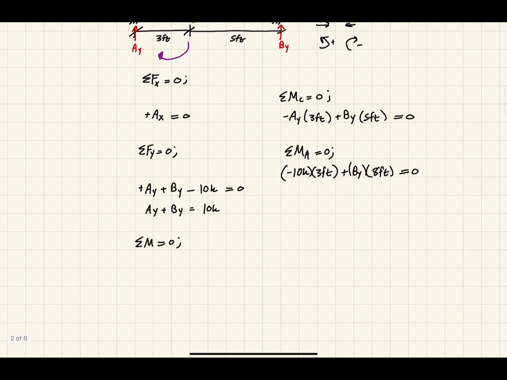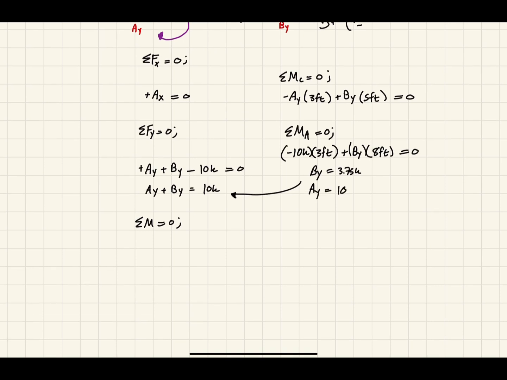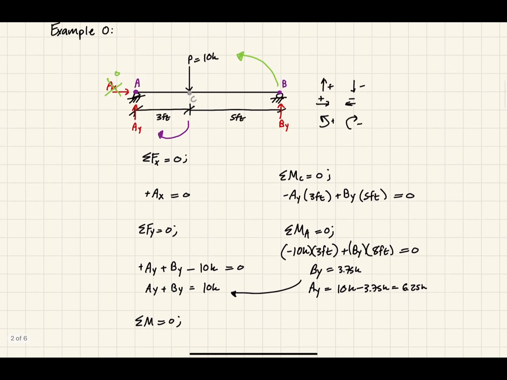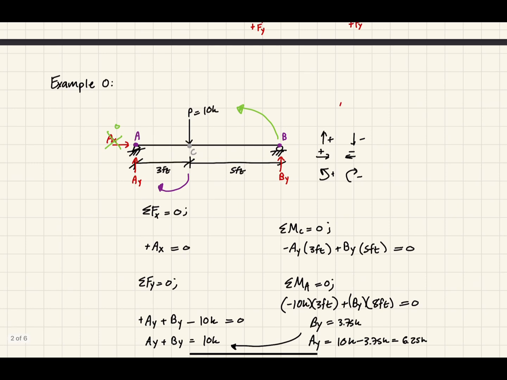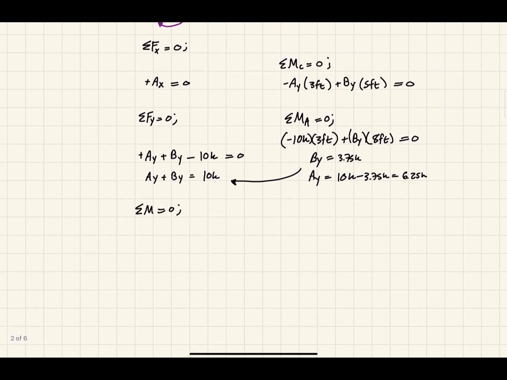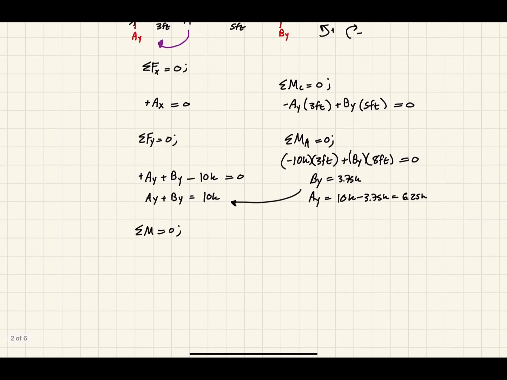So now you see we can solve for BY directly. Much easier. So if we solve for BY directly, we get 3.75 kips. Well, now we know BY, so now we can solve for AY. So AY is equal to 10 minus 3.75. Let's put units. That gives 6.25 kips, which makes sense. AY should be greater than BY because the force P is closer to AY than it is to BY, so it should take more of the load. So that's how you solve that problem.